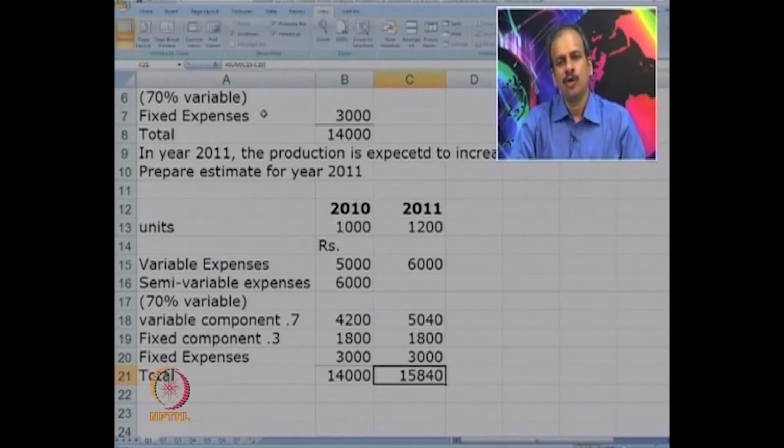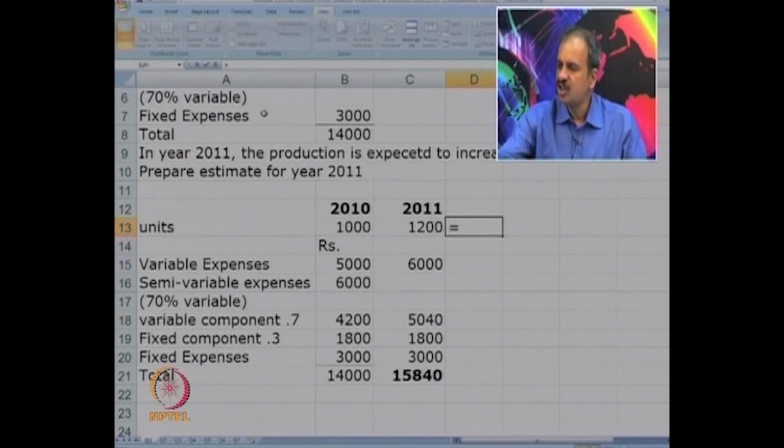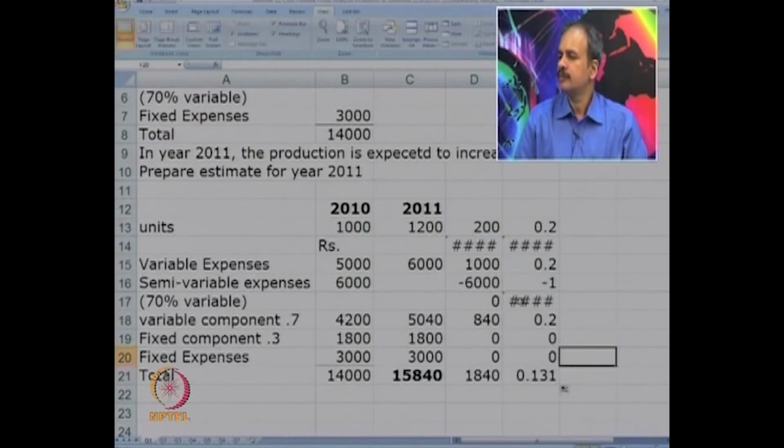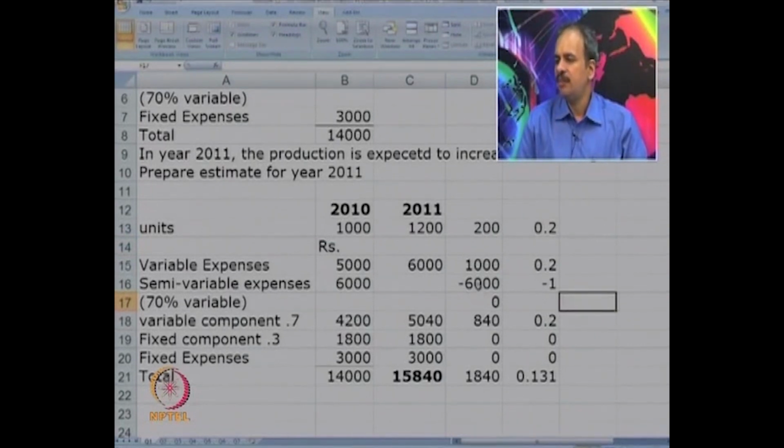15,840. Could you all do it? This is the estimated cost. So how much is the percentage increase? If we try to find the percentage change, how much will it be? So you can see the absolute increase is like this. If we try to find the percentage increase for our own clarity, so you can see that variable cost has increased by 20%.